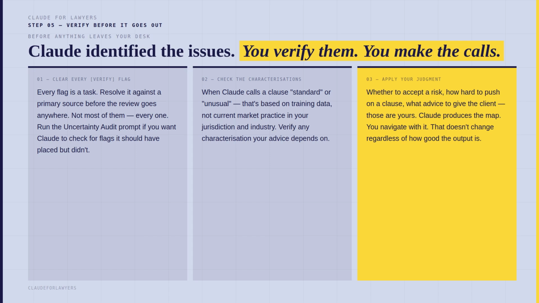The third check is your professional judgment. Claude identifies the issues and structures the analysis. The decision about whether the risk is acceptable for this client, in this transaction, at this stage of the negotiation, that's yours. Claude produces the map. You navigate with it. That division of responsibility doesn't change regardless of how good the output is.